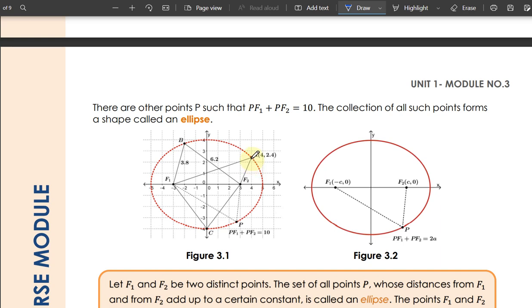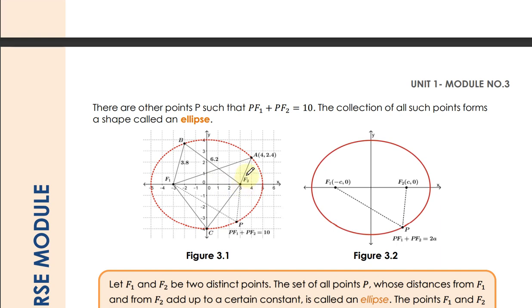Then ang atong point F1 is located at negative 3, 0 daw. So that is negative 3 nga X, so negative 1, negative 2, negative 3. So nadari si F1. Then si F2 is located at positive 3. So that is positive 1, 2, 3, then 0 nga Y. So na siya located dari. So unsa gipangita, ang distance daw ni A padulong ani ni F1 plus distance ni A padulong ni F2. So unsa daw iyang distance?